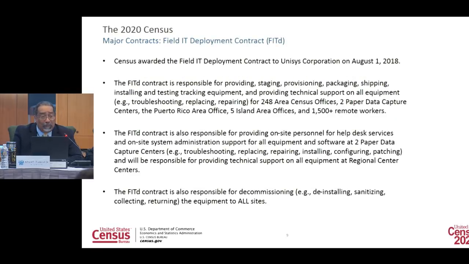On August 1st, Census awarded the field IT deployment contract to Unisys Corporation. This contract we call the FIT-D contract is responsible for providing, staging, provisioning, packaging, shipping, installing, testing, and tracking equipment, and providing technical support for all the equipment for our 248 area census offices, for our two paper data capture centers, for the Puerto Rico area office, the five island area offices, and for 1,500 remote workers, basically partnership staff.